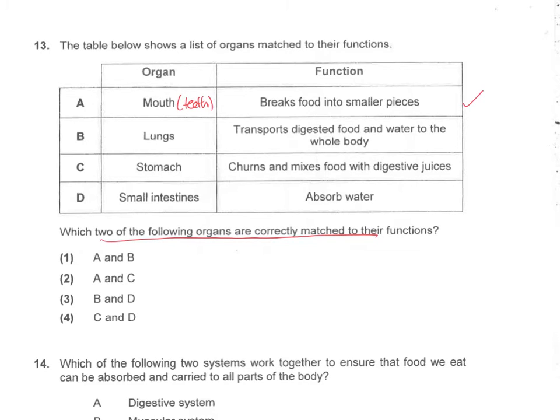Yes? Next, B. Lungs transport digested food and water to the whole part of the body. I think we all know that is wrong. The lungs take in oxygen. It supports gaseous exchange. Alright? So this is wrong. Transporting digested food and water to the whole body should be the circulatory system. Part of that is the blood vessels. Alright, so you should have the blood vessels instead.